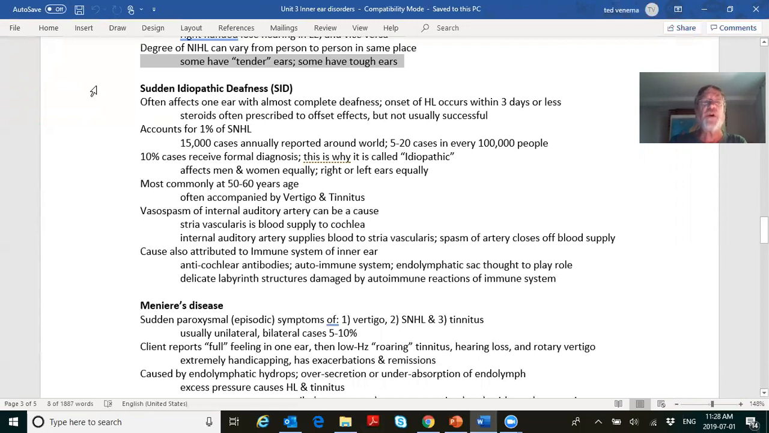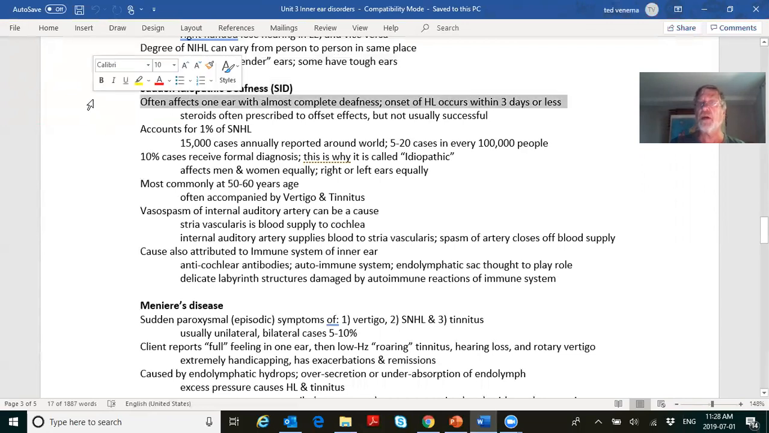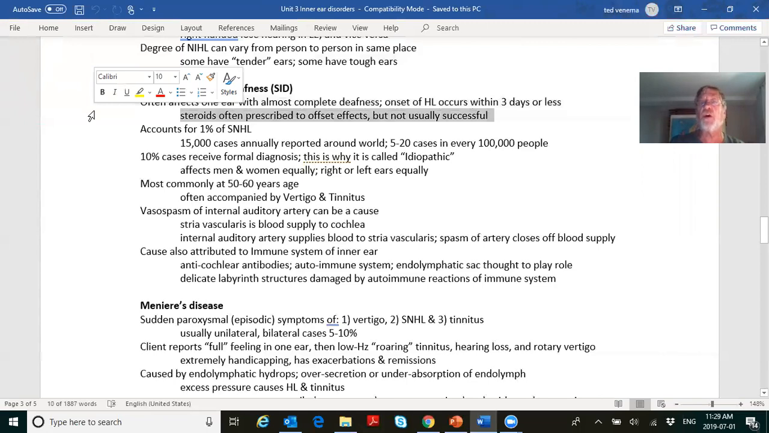Now let's look in our notes at sudden idiopathic deafness, SID. Idiopathic means we don't know the cause. It'll hit young adults, can hit adults in midlife, often affects one ear with almost complete deafness. Onset of hearing loss will occur in 3 days or less. Steroids are often prescribed to offset the effects, but not always successful.